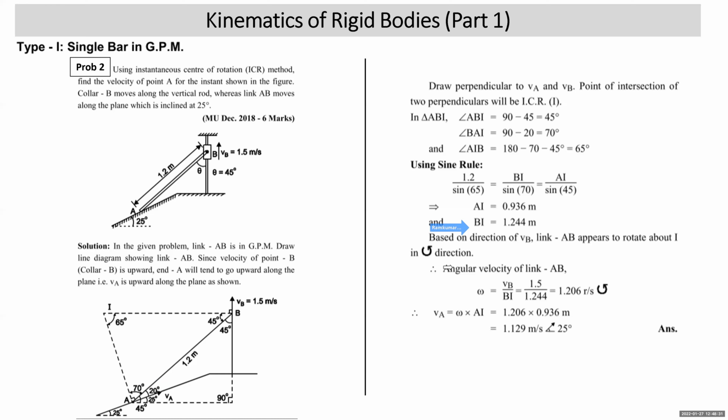So we understand that omega is equal to VB upon VI. VB is 1.5. VI, we got 1.244. So you got omega, the angular velocity of this rod, this link AB, in anti-clockwise. You want the velocity of point A. Velocity of point A is omega into AI. Omega is 1.206. AI is 0.936. You get 1.129. What is the inclination of the velocity? As the velocity of point A is along the plane, which is making 25 degrees with the horizontal.